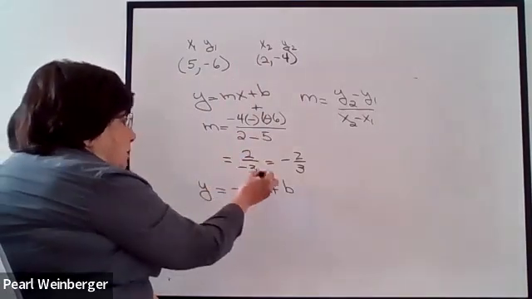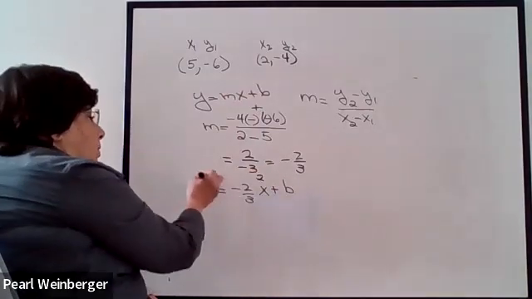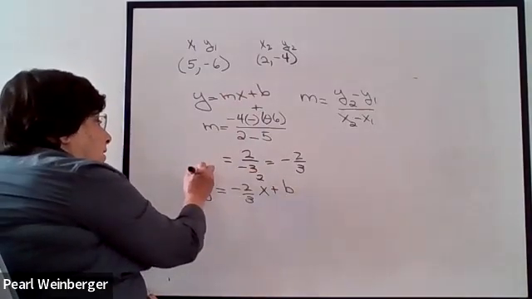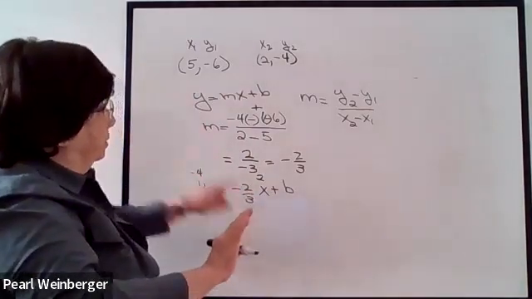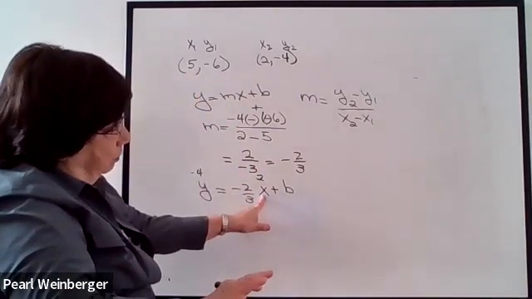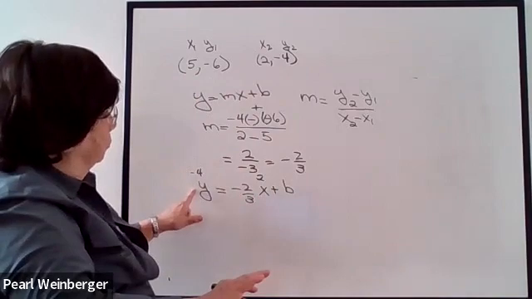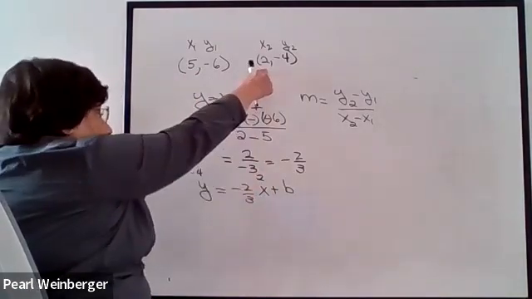What does that mean? It means where I see an x, I'm going to put a 2, and where I see a y, I'm going to put -4. Again, I could have picked the (5, -6), and then in place of the x, I could have put 5, and in place of the y, I could have put -6. But I picked this point.